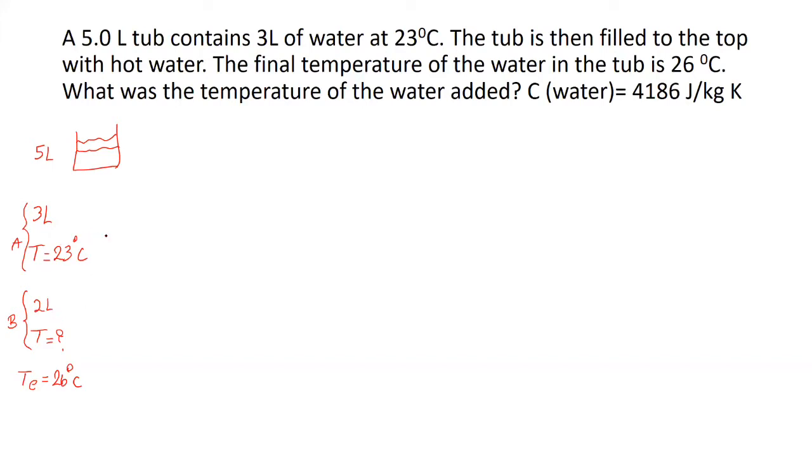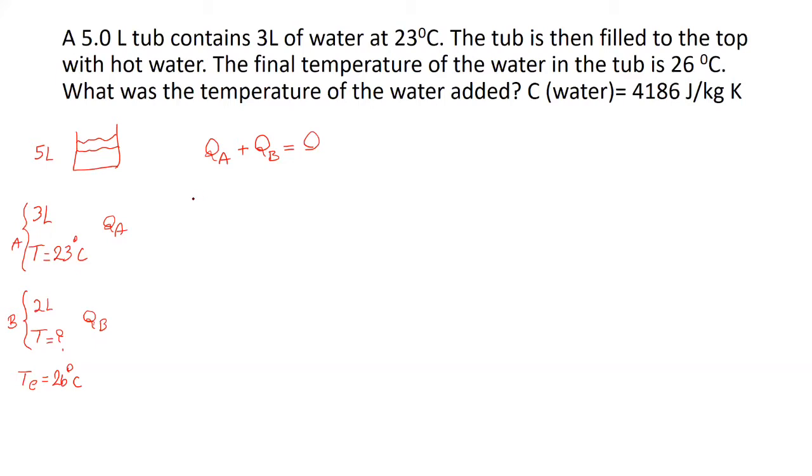If I name this one QA and this one QB, it means QA and QB are equal in magnitude. But definitely QA is positive because it gains energy, QB is negative because it loses energy. As a result, I can say QA plus QB is equal to 0.